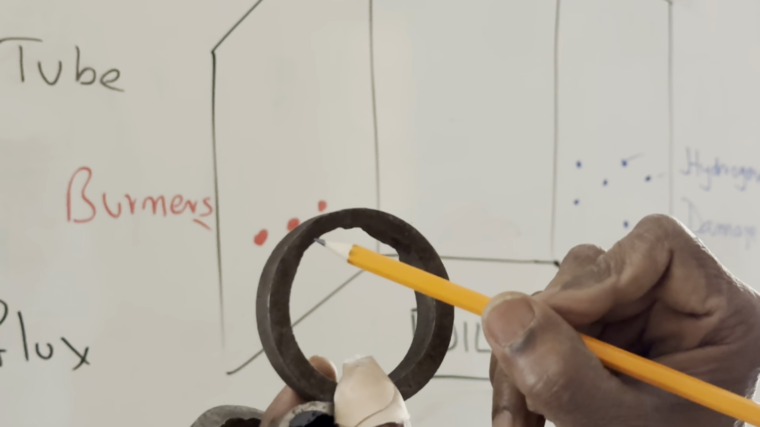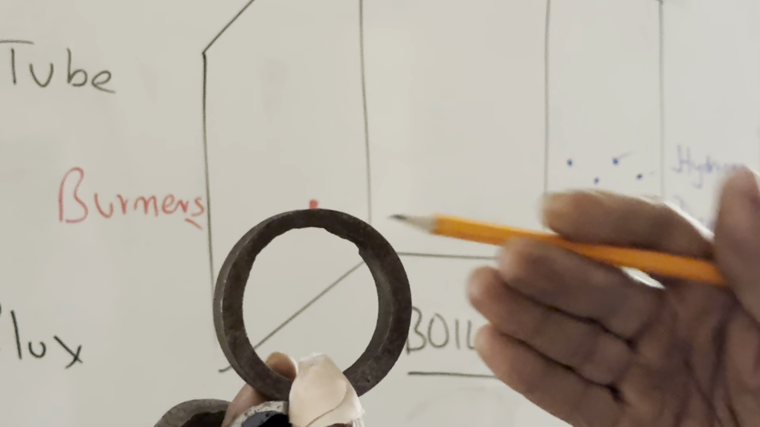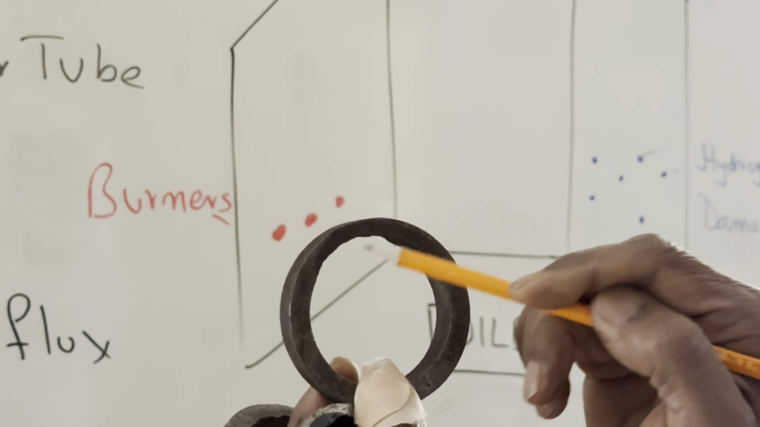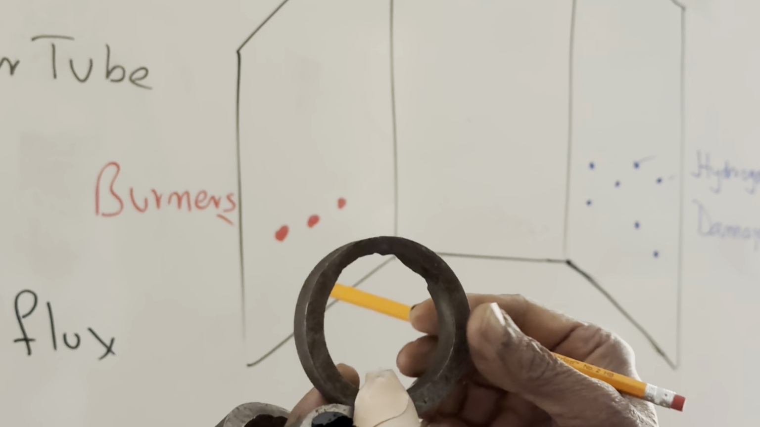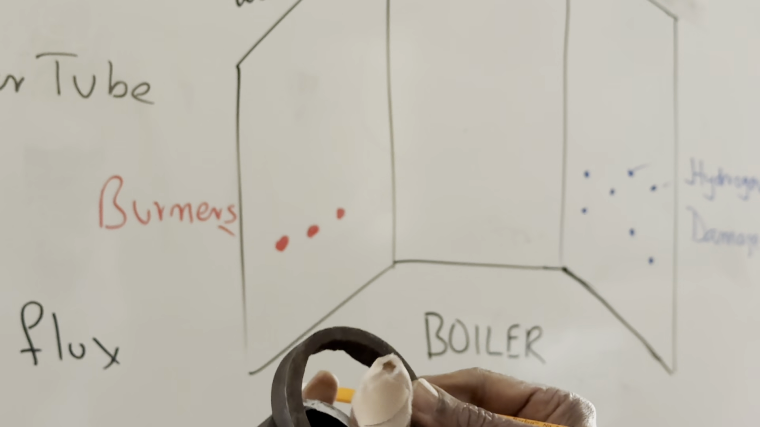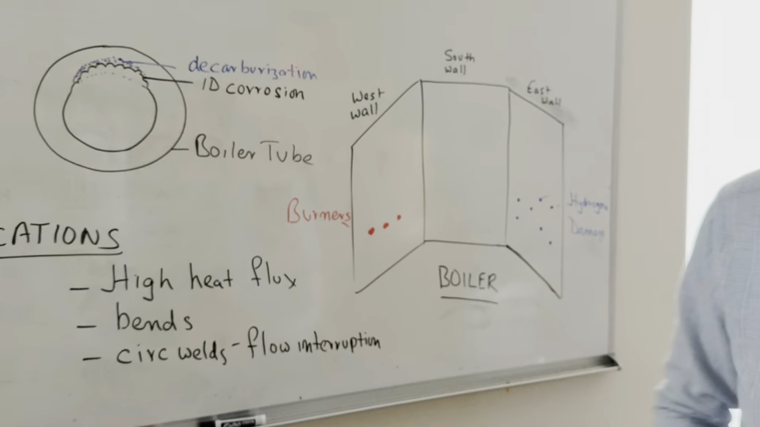In order to see the decarbonization, you have to cut the tube and etch it, and you will see a discoloration. That will mean that there is decarbonization. So that's how it happens.